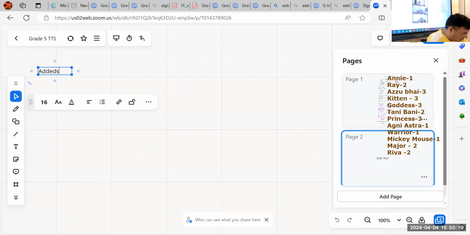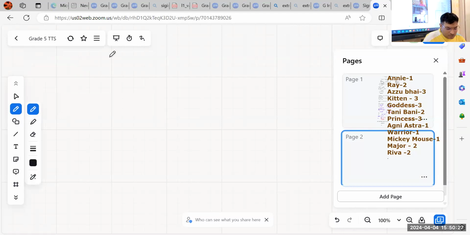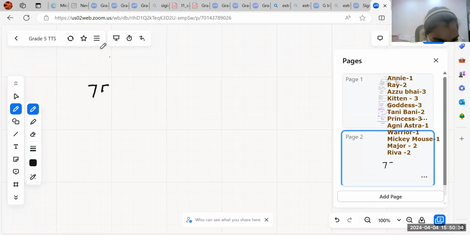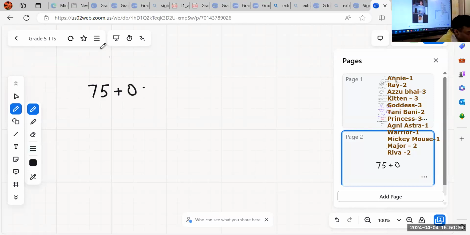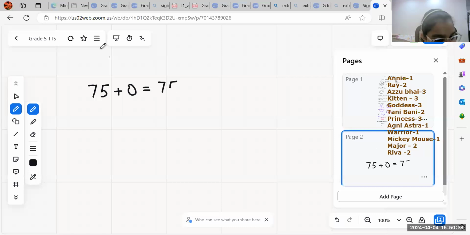So, addends. You all know what I am writing. When zero is added to a number, what do you get? You get the number itself, not zero. For example, 75 plus 0 is 75.